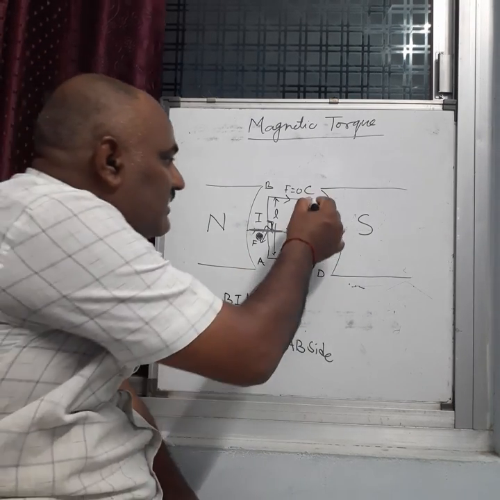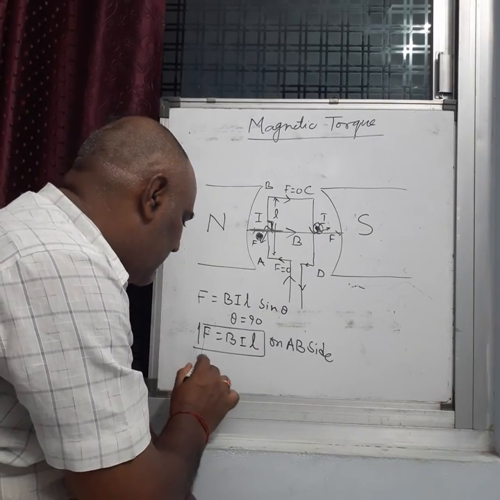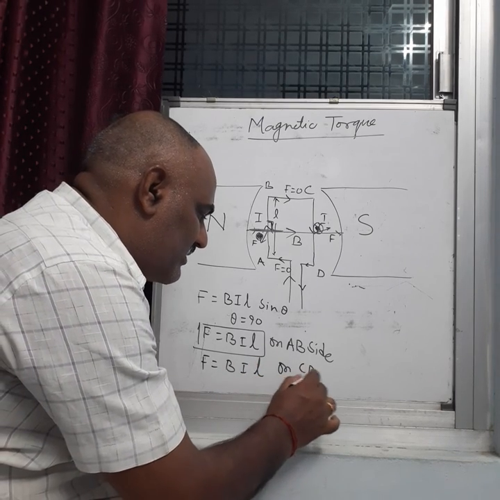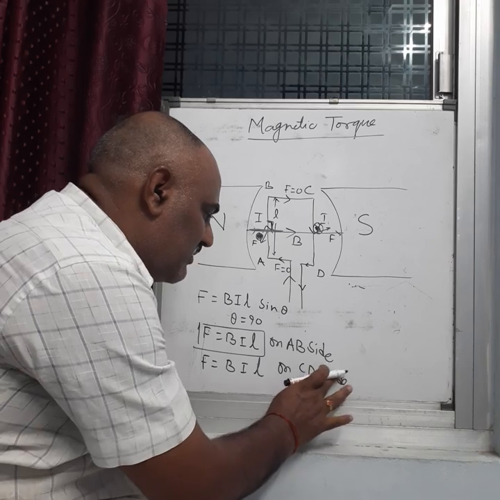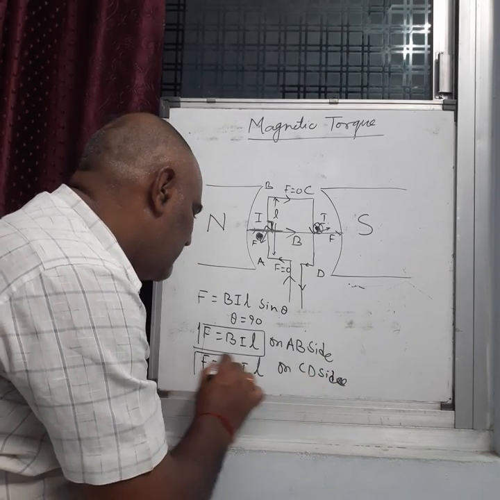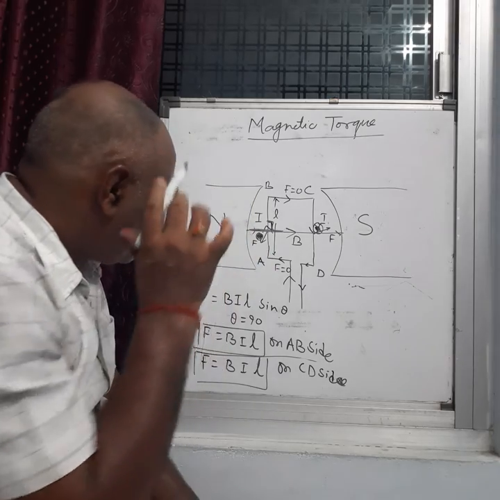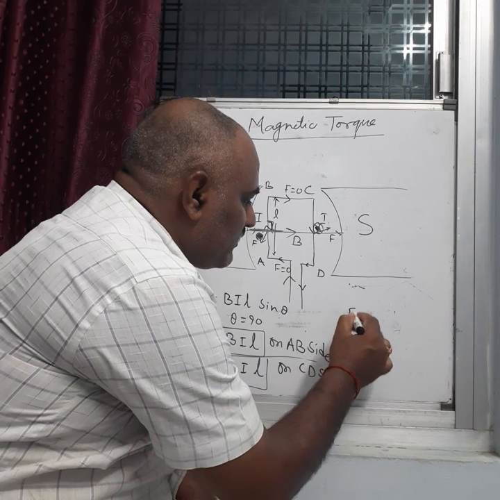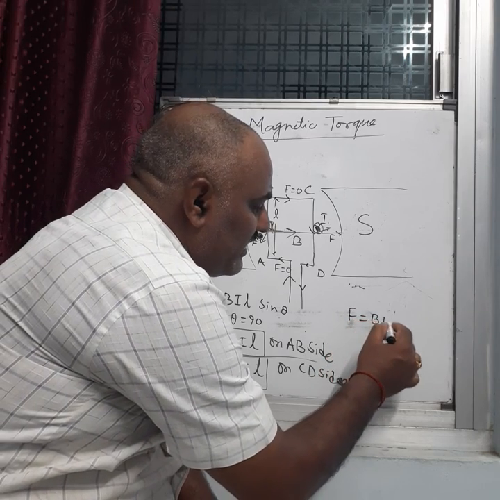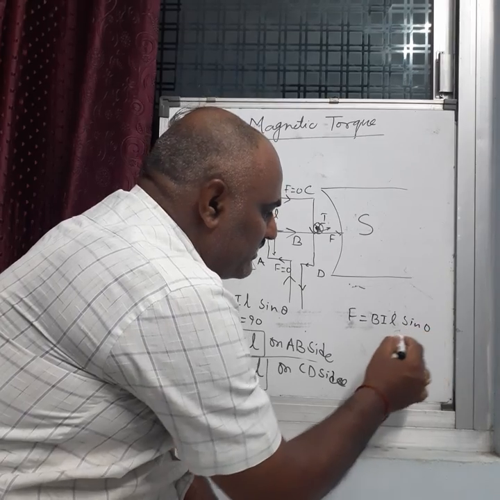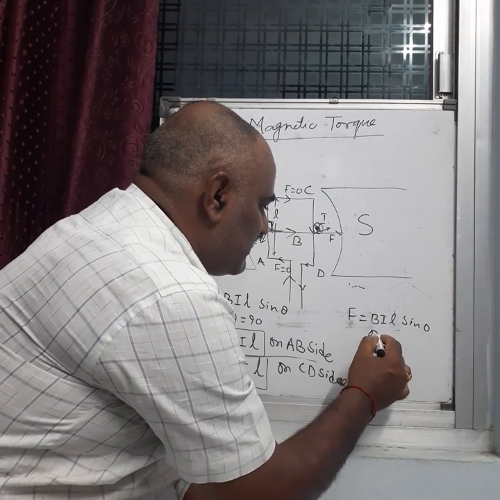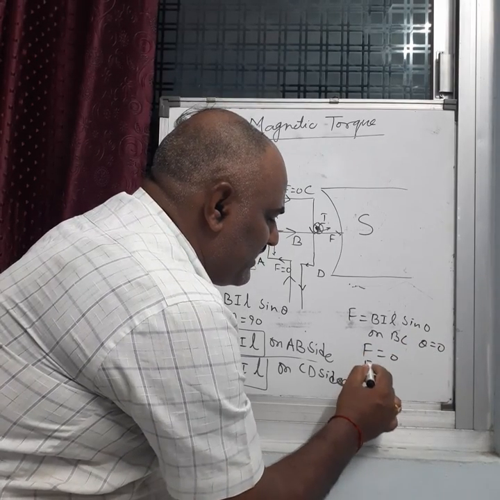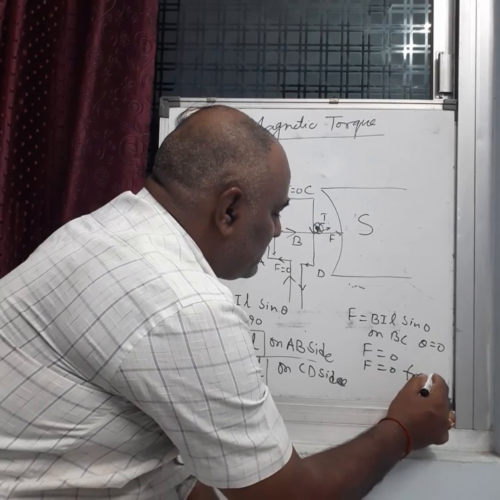Now see, on the CD wire, the same force will act. Again theta will be equal, but the direction will be different. Why will the direction be different? This direction, and first we find the force on the BC wire. Force F equal to BIL sin 0 on BC. Theta equal to 0. So F equal to 0. Similarly, F equal to 0 for DA.